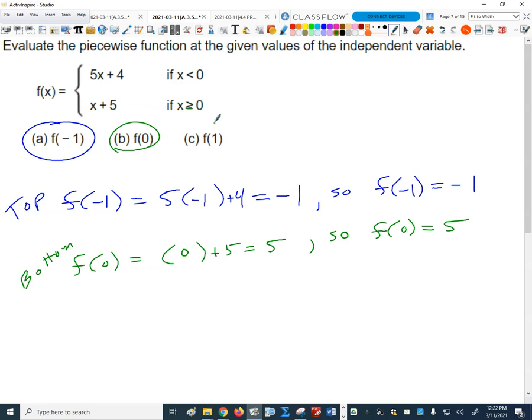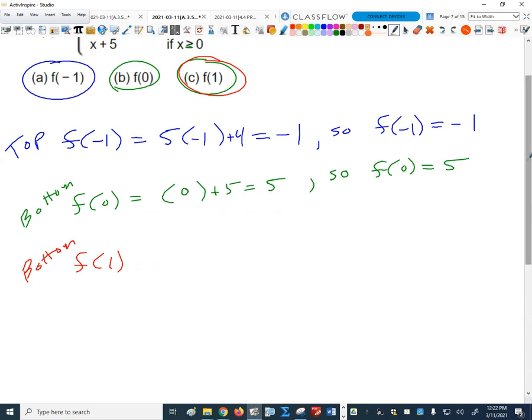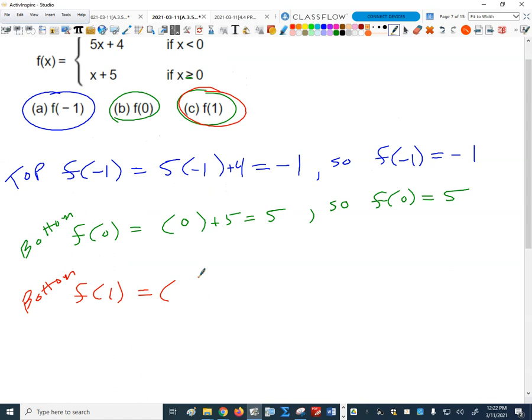Okay, last one. How about f of 1, top or bottom? Okay, good. That's going bottom, isn't it? Because 1 is greater than or equal to 0. Okay? And so if I plug this into the bottom piece, every place where I used to have an x, I'm now plugging in a 1. 1 plus 5 equals 6. So f of 1 equals 6. Good. Okay, let's try one more of these. How about this one?